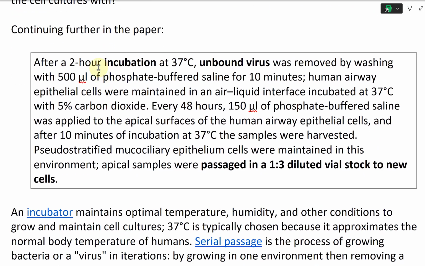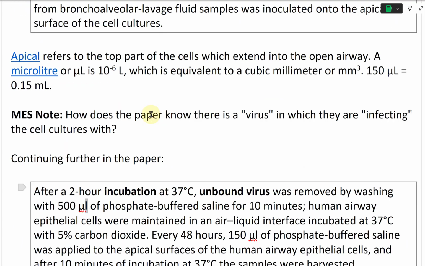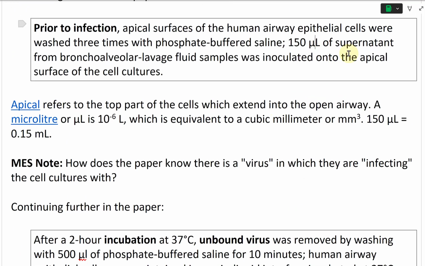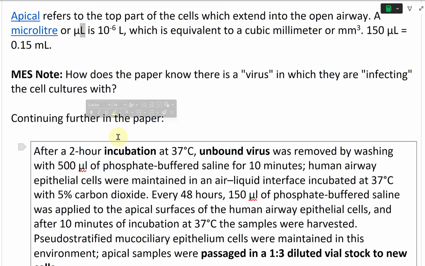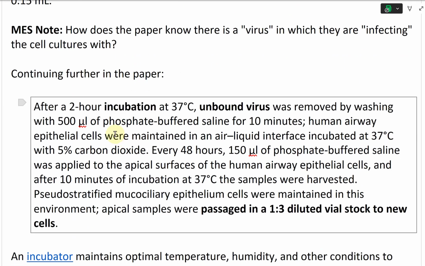So after a 2-hour incubation at 37 degrees Celsius, unbound virus was removed by washing with 500 microliters. And note here the paper uses a lowercase l, but I'm used to the uppercase L, and here I actually changed it for them. I'll put it back here. So they use uL like that. I'm just used to writing microliter with a capital L always. That's just a way I've been working, but they mean the same thing.